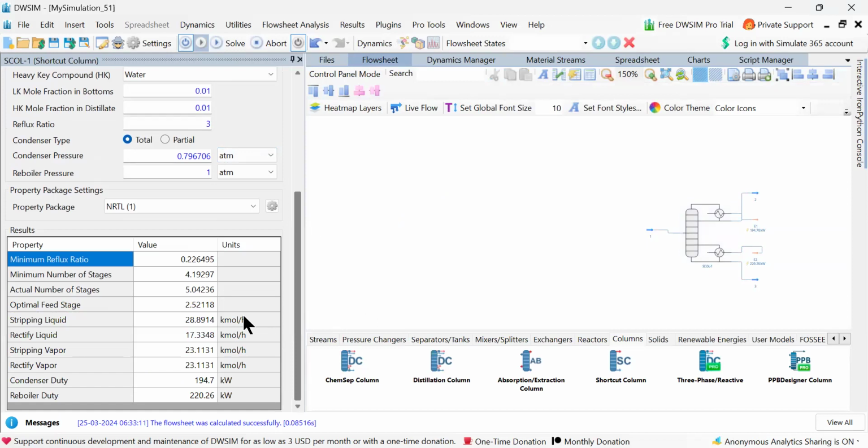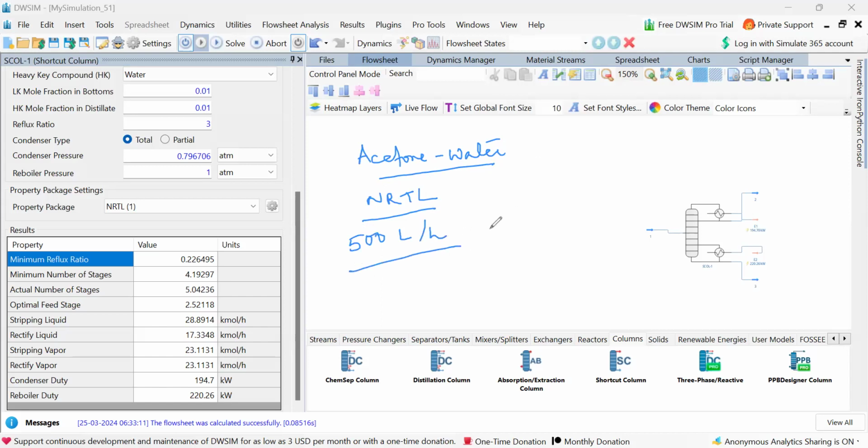So this is the results section. What is important to us in this particular area, whenever I try to do some exercise specifically on a distillation column, is the system we have taken: acetone and water. This is the binary system. The thermodynamic model is NRTL, and my feed we have taken as 500 liters per hour. By default, the feed would have been at 50%, so 0.5.